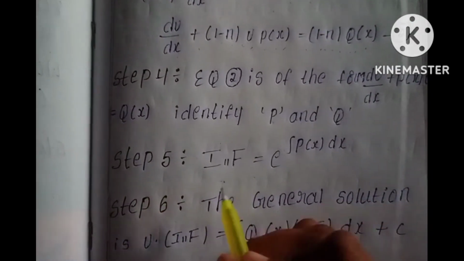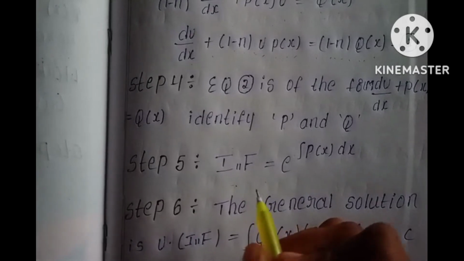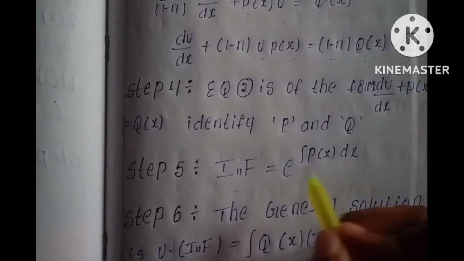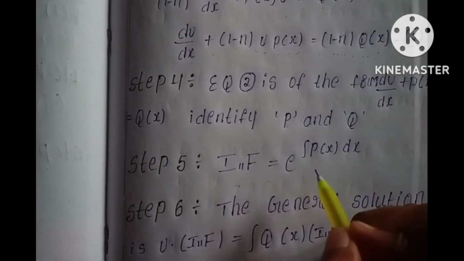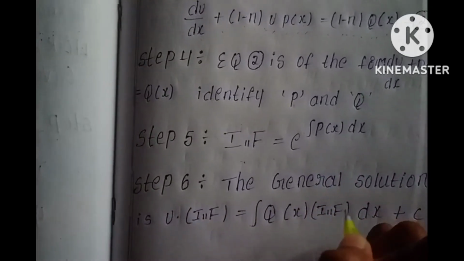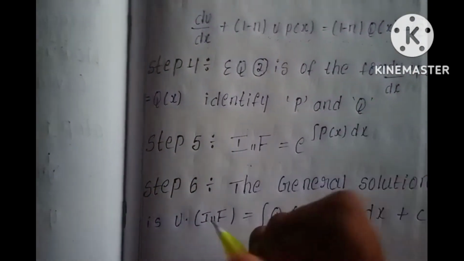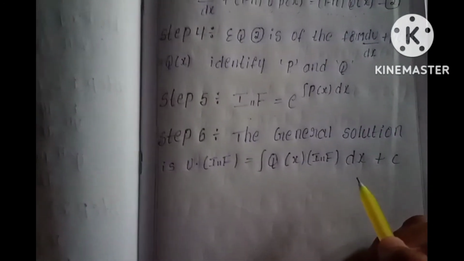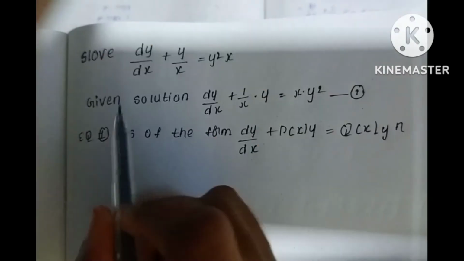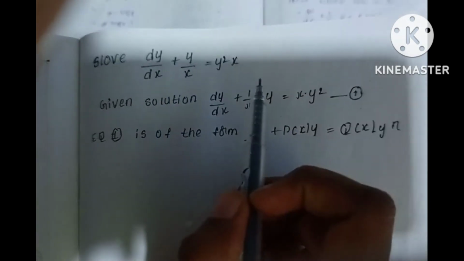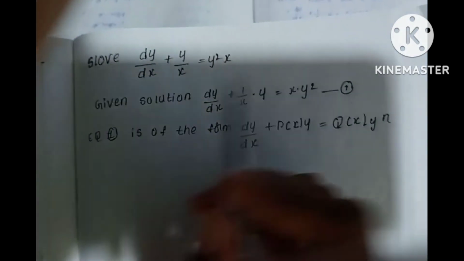Step 5. IF, meaning integrating factor, is equal to e power integration of p of x dx. And the final step is 6. The general solution is u into IF is equal to integration of q of x into IF into dx plus c. This is the method for Bernoulli's equation in y, and now I will explain an example.